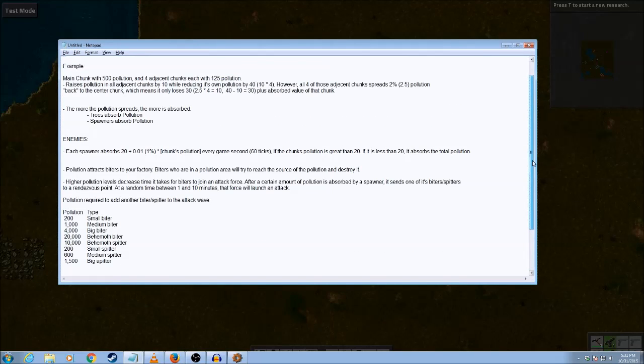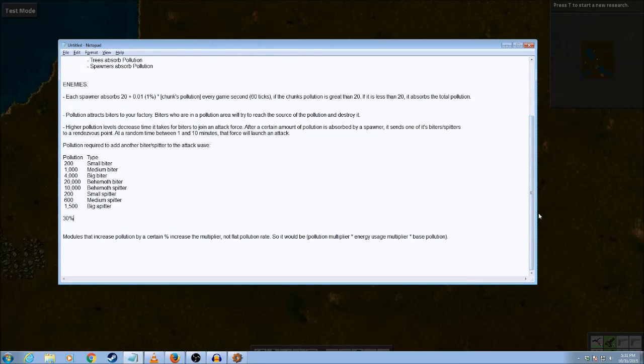So essentially, if you have even just a couple machines that are really heavily boosted with productivity modules, that's actually going to probably contribute to most of your pollution just with those alone. So that's something to keep in mind.